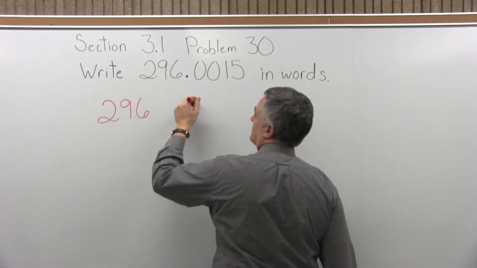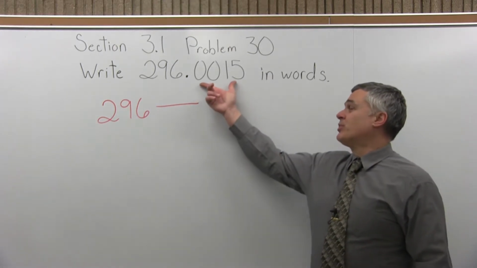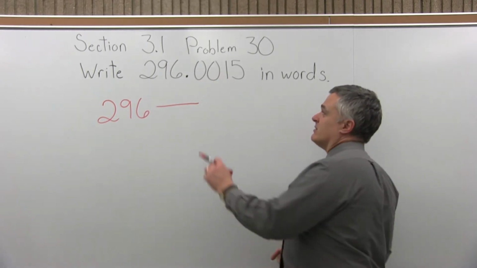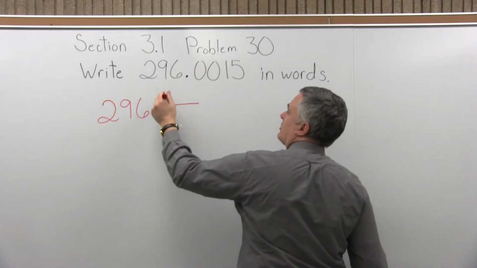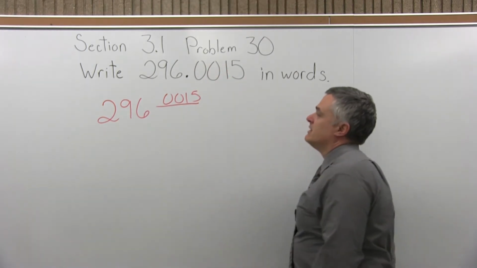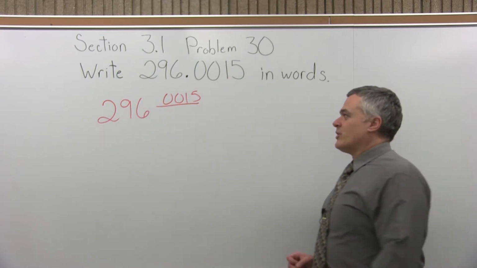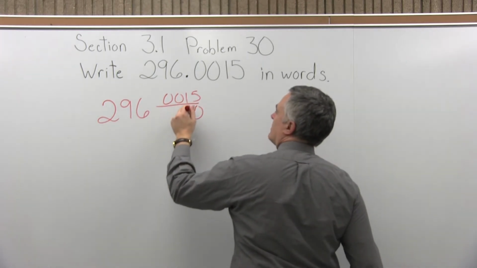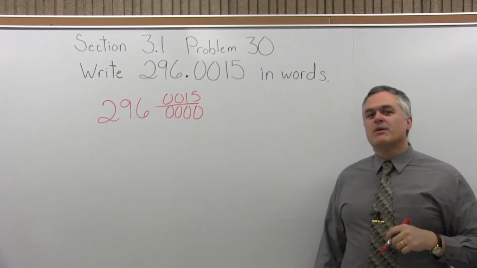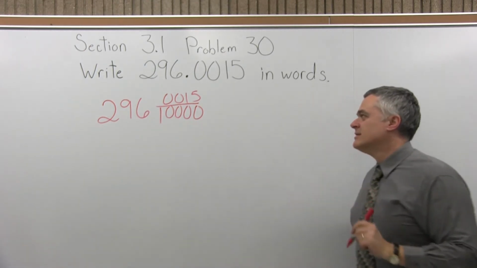So 296. Now, I want to write it as a fraction, so to convert this decimal portion of the number, 0.0015, into a fraction, the first thing I do is write anything that comes after the decimal point in the numerator of a fraction. So in the numerator of the fraction, I put 0015. Next thing I do is I put a 0 under each digit that's in the numerator. So I have 4 digits in the numerator, therefore I will put 4 zeros in the denominator. After that, I put a 1 in front of the bottom zeros, like this.